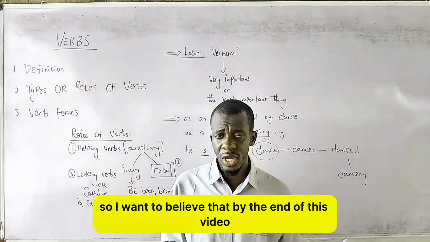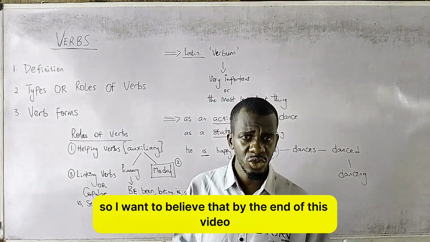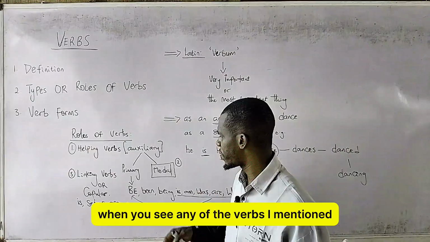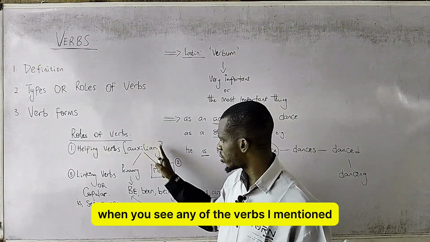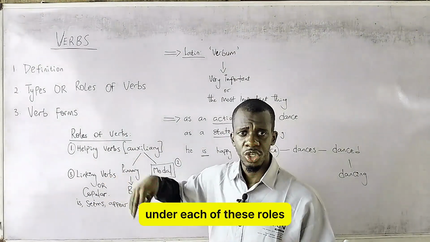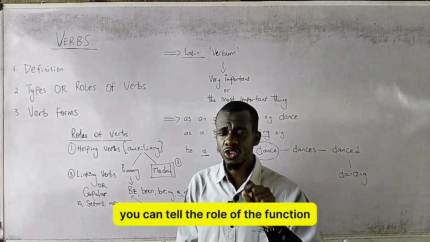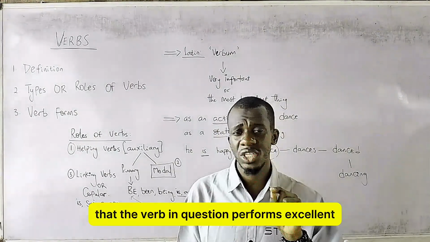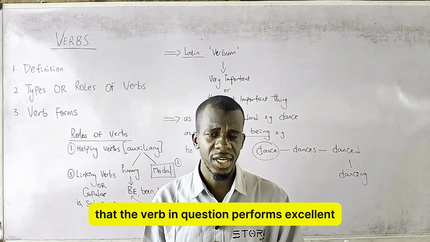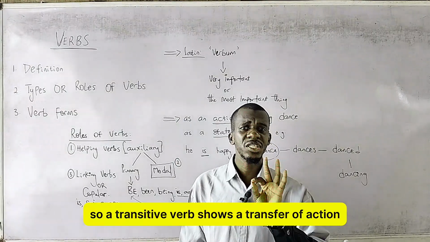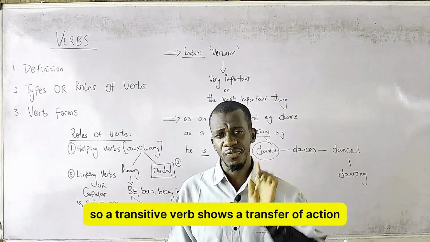You see that now? So I want to believe that by the end of this video, when you see any of the verbs I mentioned under each of these rules, you can tell the role or the function that the verb in question performs. Excellent. Let's go on. So a transitive verb shows a transfer of action.